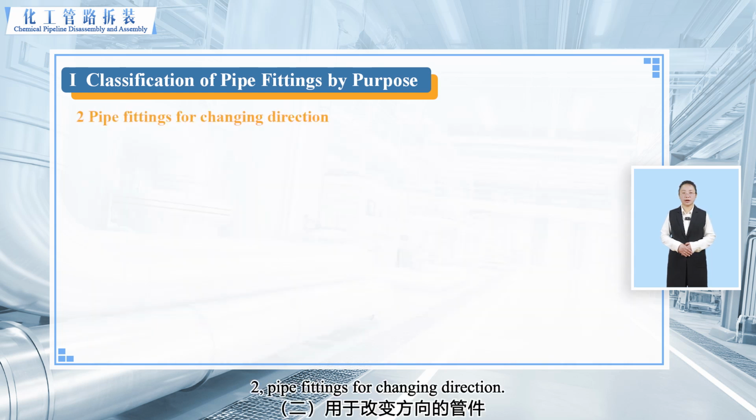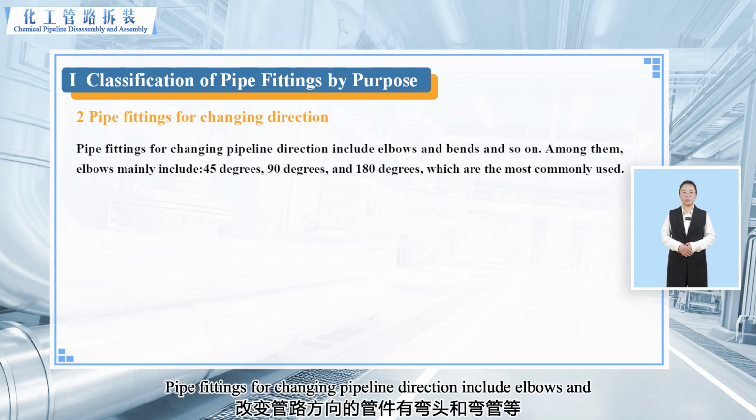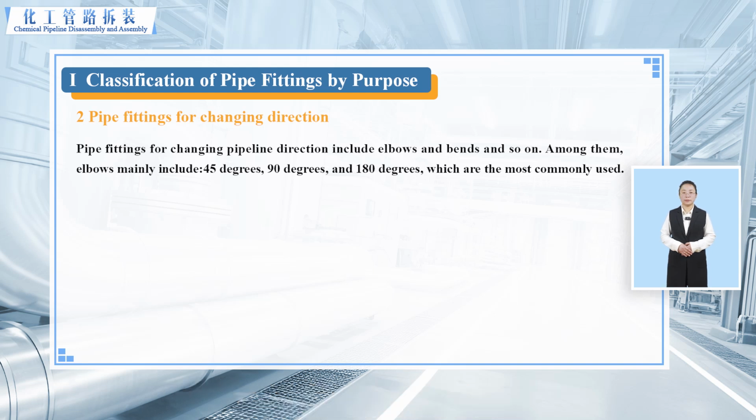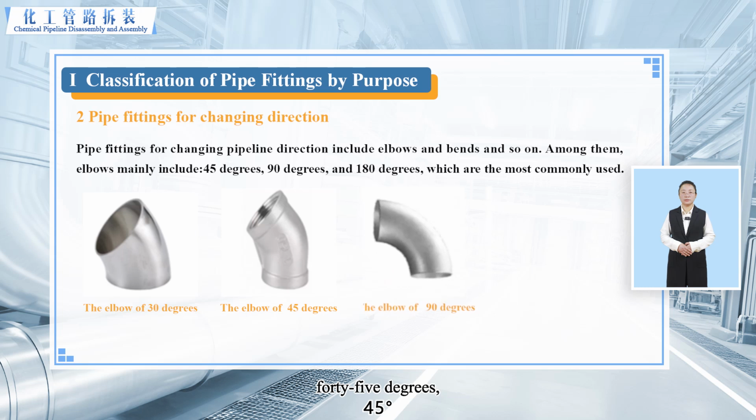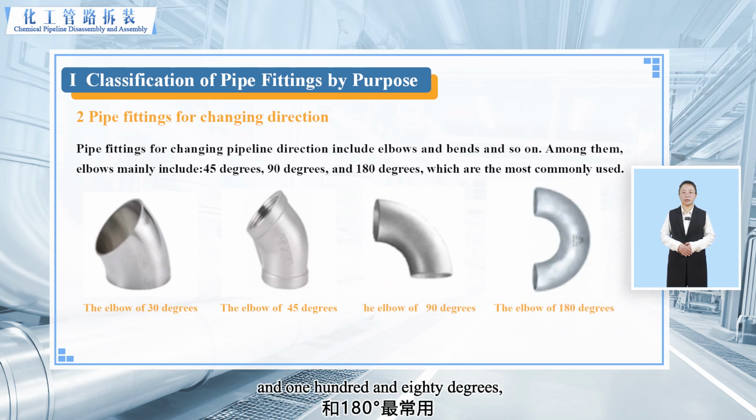Second, pipe fittings for changing direction. Pipe fittings for changing pipeline direction include elbows and bends and so on. Among them, elbows mainly include 45 degrees, 90 degrees, and 180 degrees, which are the most commonly used.